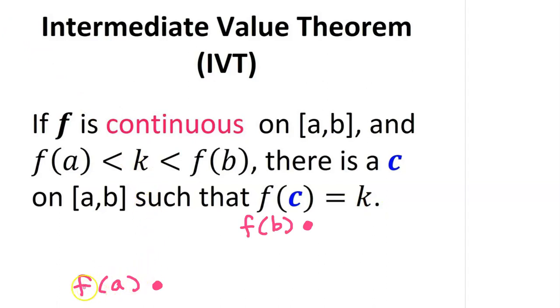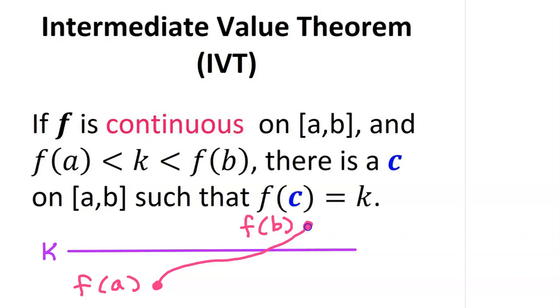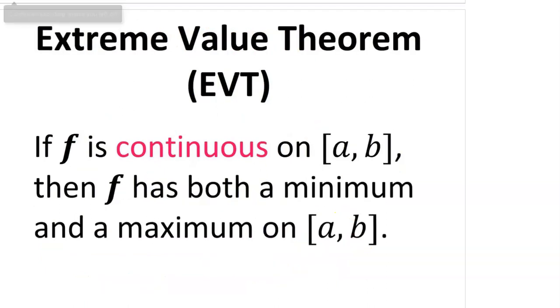In other words, imagine that f at a is here and f at b is here. Now imagine some value k that is between f at a and f at b. If f is continuous, then we are guaranteed to hit that value k at some point. In other words, we are guaranteed that there is some value c such that f at c is equal to k. And that's the intermediate value theorem.